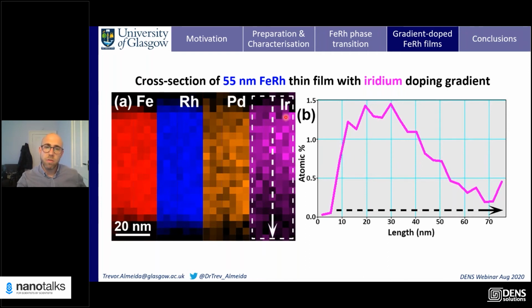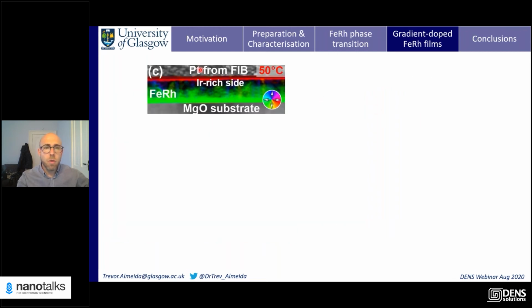So at the top, we've got quite a high percentage of iridium, and this gradually goes down as we go through the thickness of the film. And because palladium brings down the transition and iridium brings up the transition temperature, you want to try and trap the phase boundary between the two phases at this position here. So we can show that using these DPC images.